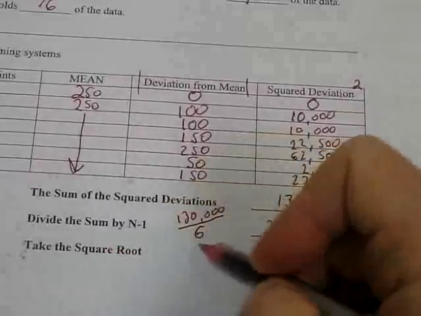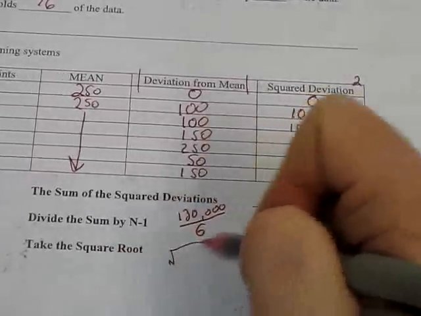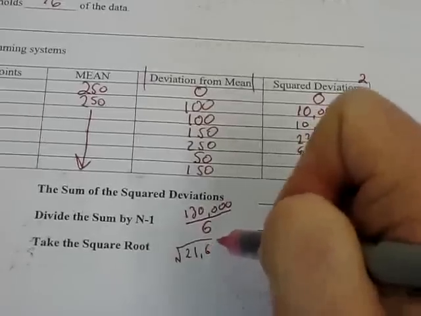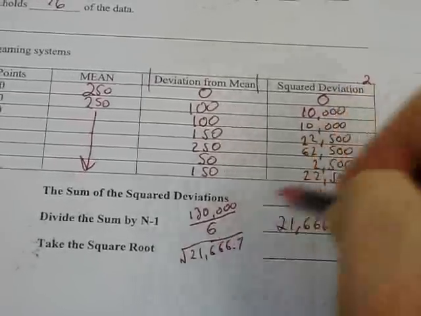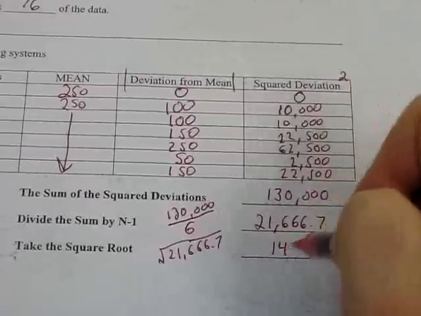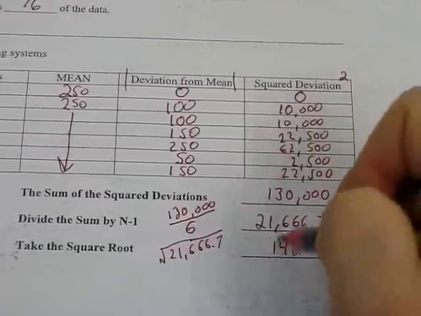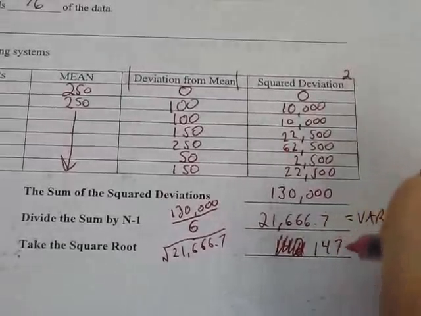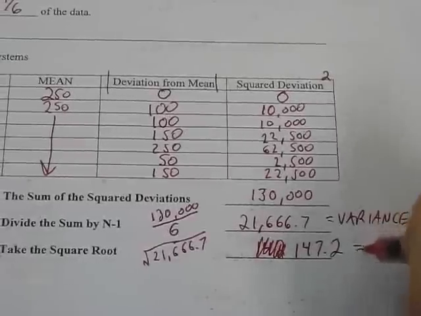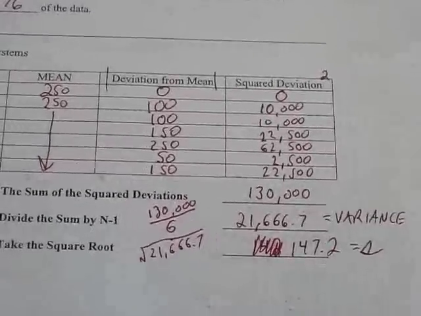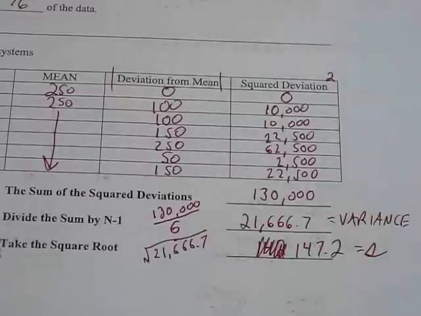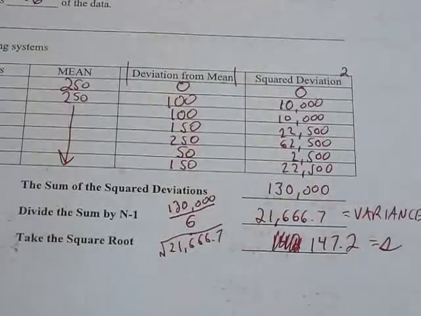Then we take the square root of the variance, so the square root of 21,666.7, and we get an answer of 147.2. And this is our standard deviation. Our standard deviation is created by the square root of the variance.